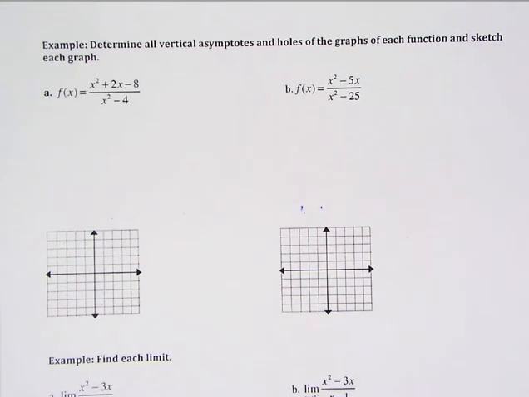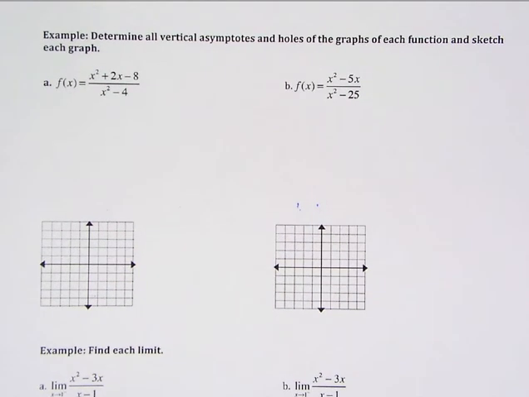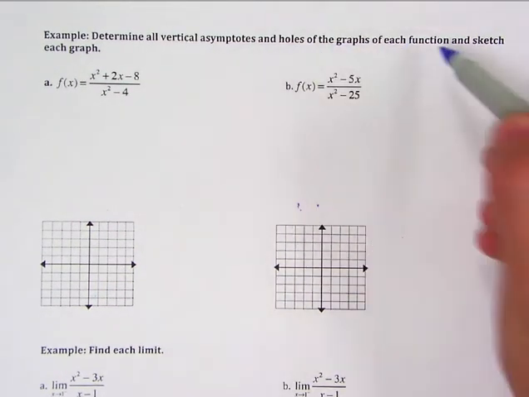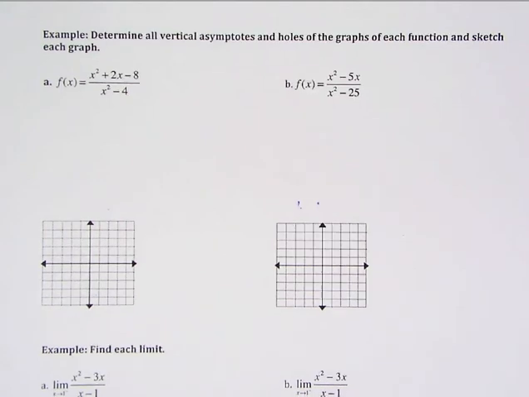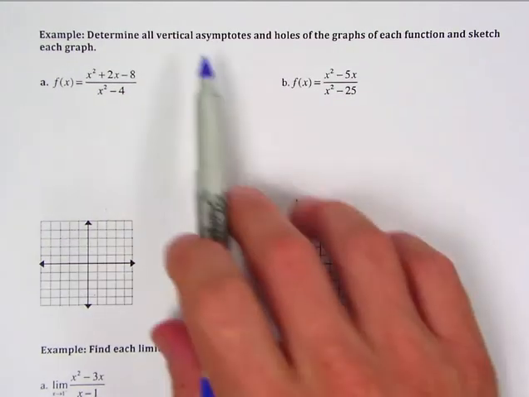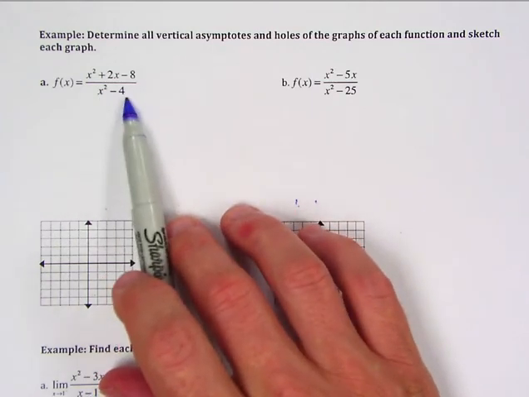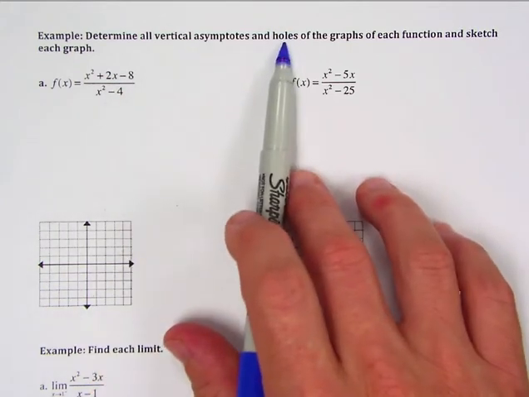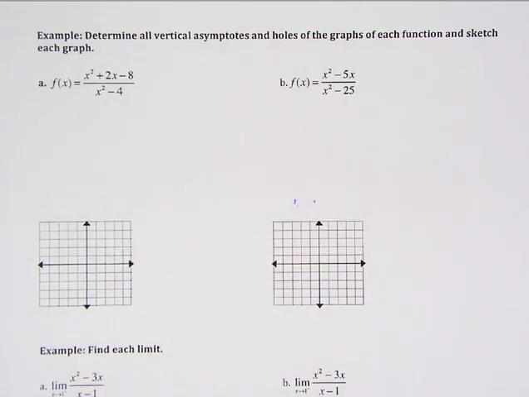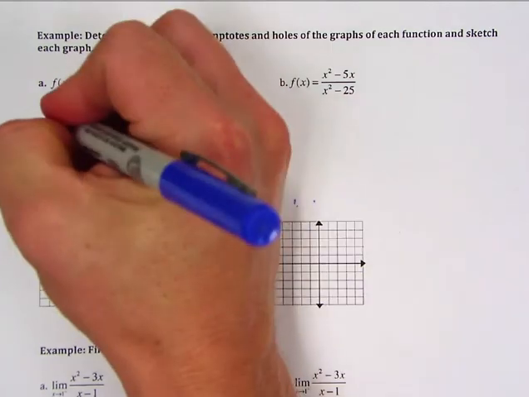Our next example says determine all vertical asymptotes and holes of the graphs of each function and then sketch each graph. Okay, so what we're talking about now is that not every time that you get a 0 in the denominator is it going to give you a vertical asymptote. You might also have a hole at that x value. So here's how we're going to determine that.